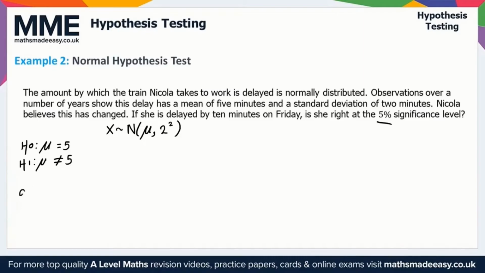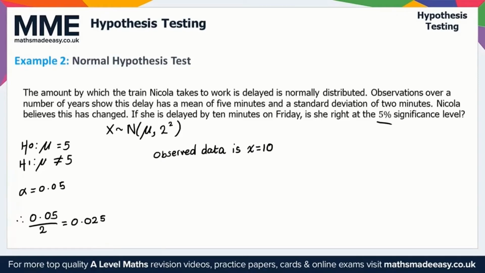The significance level here, we're told, is 5%. So alpha is equal to 0.05. However, this is a two-tailed test, so we're looking for a probability less than half of the significance level. So therefore, 0.05 divided by 2. So that gives us 0.025 there. Okay. The observed data that we have is that the delay is 10 minutes on Friday. So what we've got here for the observed data is x equals 10.